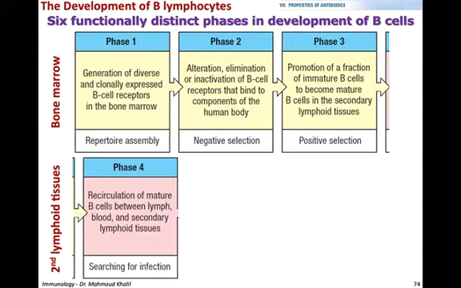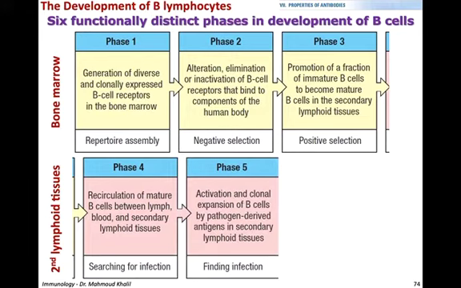After that, phase 4 starts in the secondary lymphoid tissues, in which it searches for the infection. So there is a recirculation of the mature B cells between lymph, blood and secondary lymphoid tissue, patrolling to search for infection. Once the infection is found, there is an activation and clonal expansion of B cells. This is done by the pathogen-derived antigen in the secondary lymphoid tissue, and it's crucial for this activation to fight the antigen.